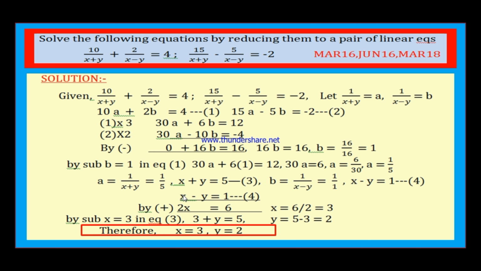If we add, x plus x is 2x is equal to 5 plus 1 is 6, and x is equal to 6 divided by 2, 2 in 6 3 times, x is equal to 3. And let us substitute x is equal to 3 in equation 3. 3 plus y is equal to 5, and y is equal to 5 minus 3, which is 2. Therefore, x is equal to 3 and y is equal to 2 are the solutions of the given equations.